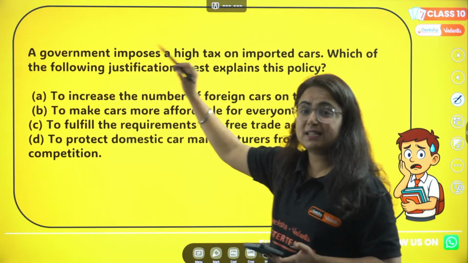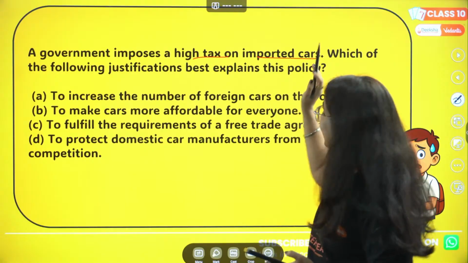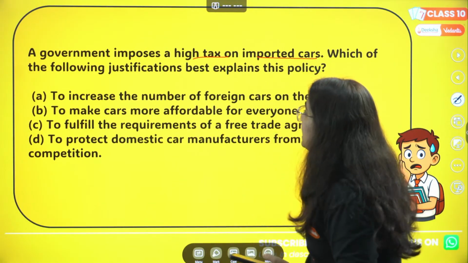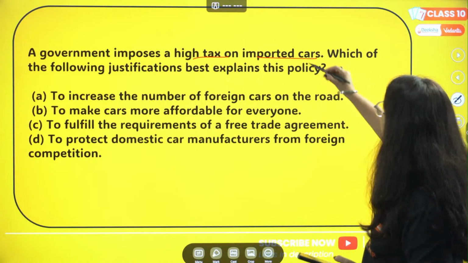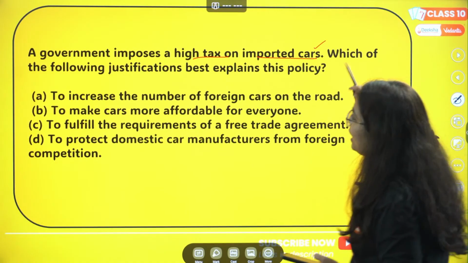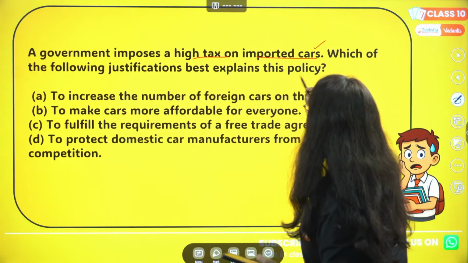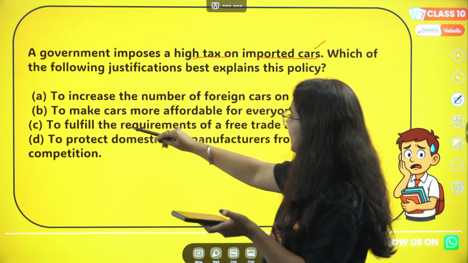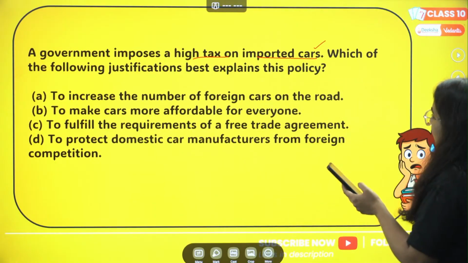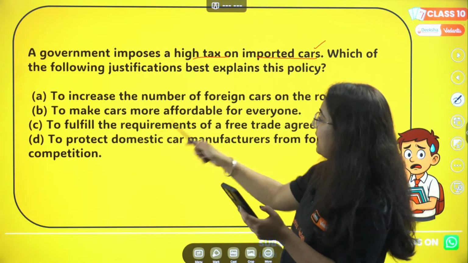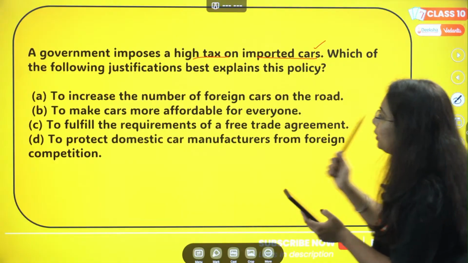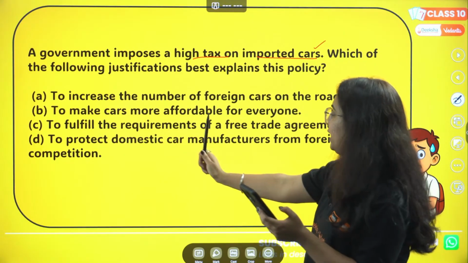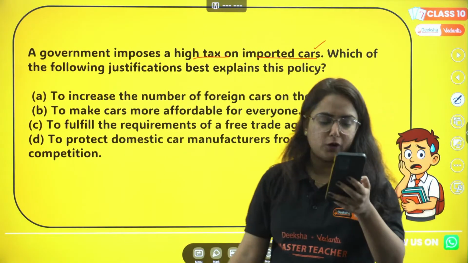Government imposes a high tax on imported cars. Pay attention. Imported cars. Government imposes a high tax on imported cars. Tesla. Which of the following justifications best explains this policy? Okay, options are A, to increase the number of foreign cars on the road, B, to make cars more affordable for everyone, C, to fulfill the requirement of a free trade agreement, or D, to protect domestic car manufacturers from foreign competition.